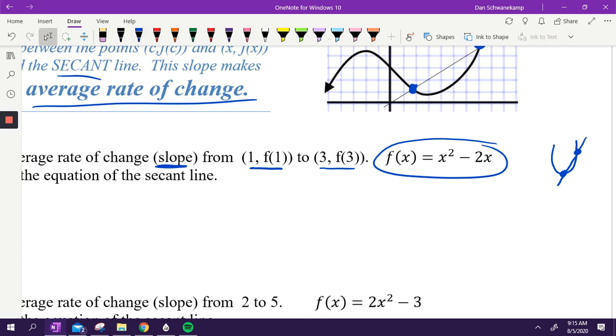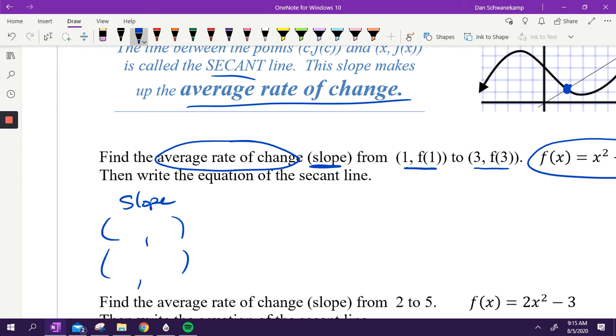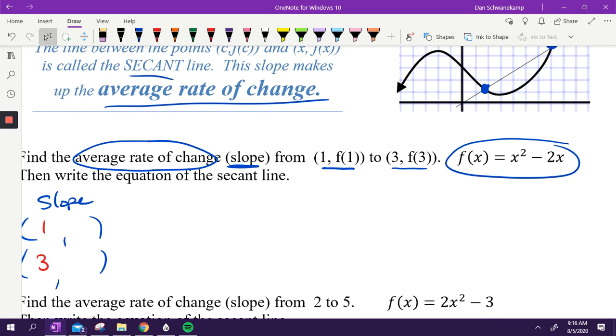I asked this question earlier and we struggled. If I'm asking you to find the slope of a line, what do you need in order to do slope? 2 points. If I'm asking you average rate of change, I see average rate of change, I think slope. What do I need in order to find slope? 2 points. It's worded a little bit strange, but what do you think my x values are going to be here? 1 and 3.